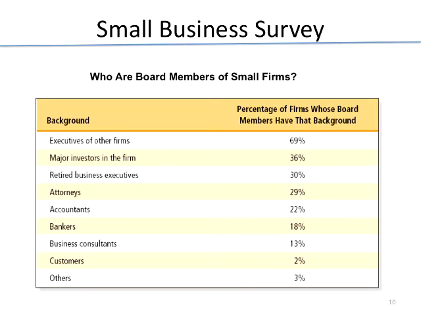This is just a quick survey. It just shows who makes up the board of small firms. And as we see, almost 70% of the small, medium-sized boards are made up of executives of other firms, entrepreneurs and managers in other sorts of firms. And then a little over a third are major investors in the firm. And retired executives are a substantial part.